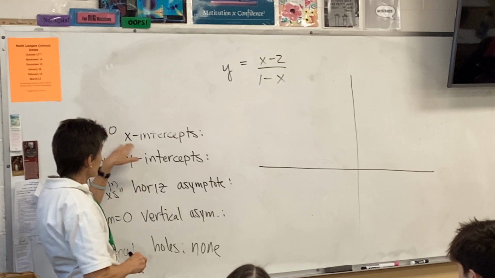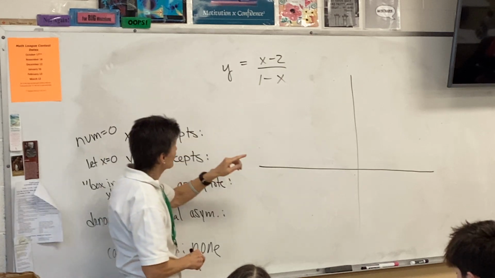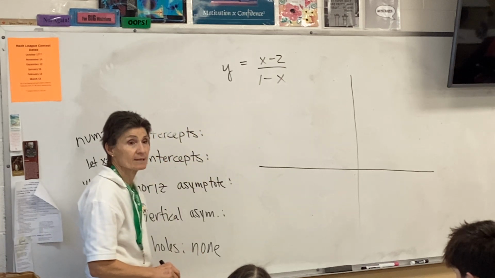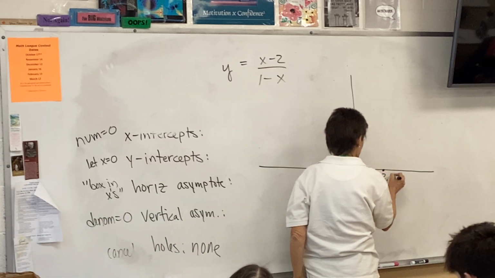So, we'll start with the x-intercept. What makes the numerator 0? What number could I put in there and get 0? 2. So my x-intercept is the point (2, 0).